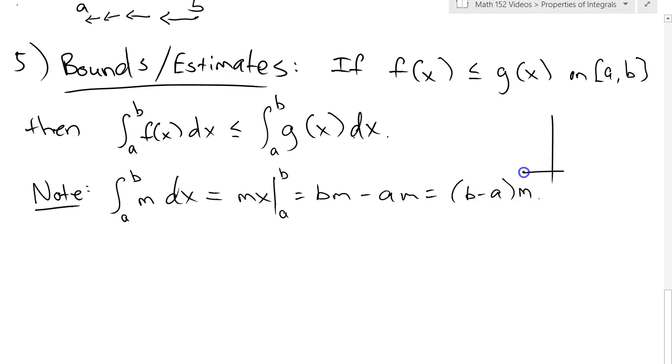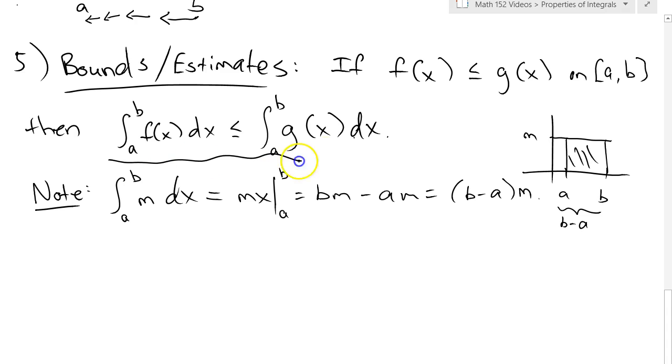You can also see it in the picture. If my function is just m, and I want the area between a and b, it's the area of a rectangle, where this length is the side of the rectangle, that's b minus a. The height is m, so the area is b minus a times m. Okay, so what can I say about integral estimates? Well, one really nice consequence of this is that if you can find numbers that bound your function, that tells you numbers that will bound your integral.